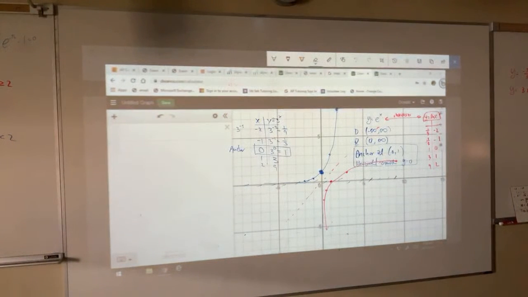So today we're going to talk about other functions. Yesterday I just want to recap everything. We went back to reciprocal functions.